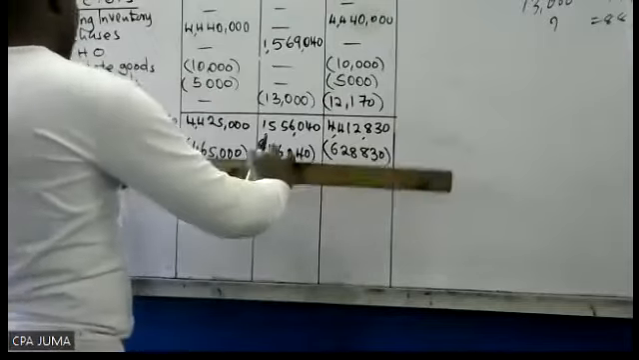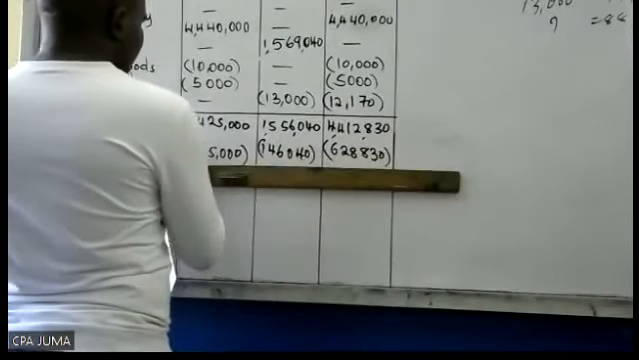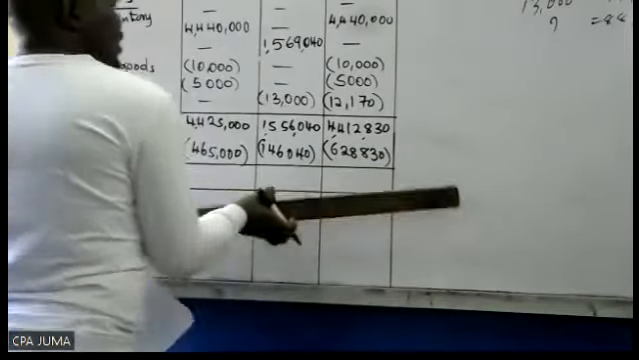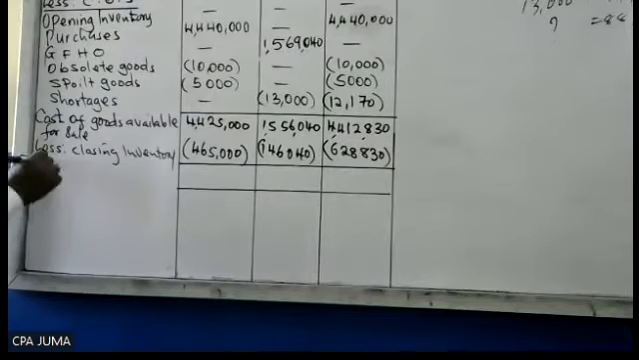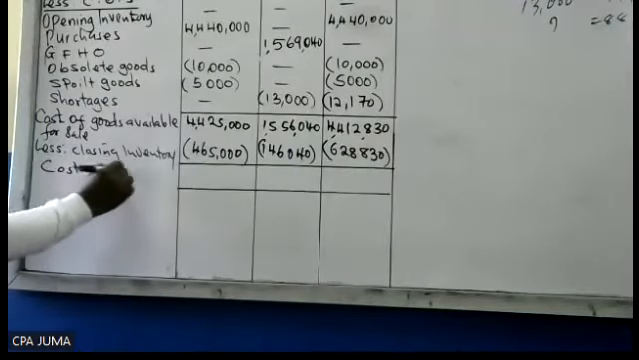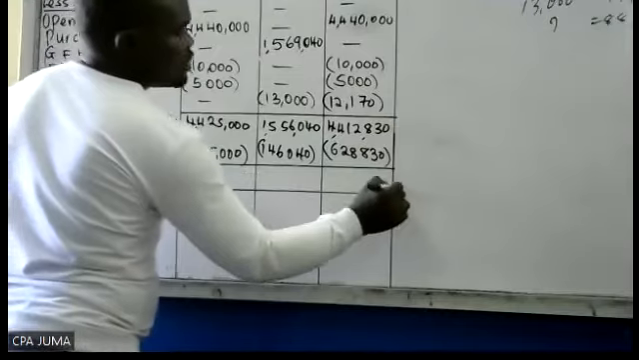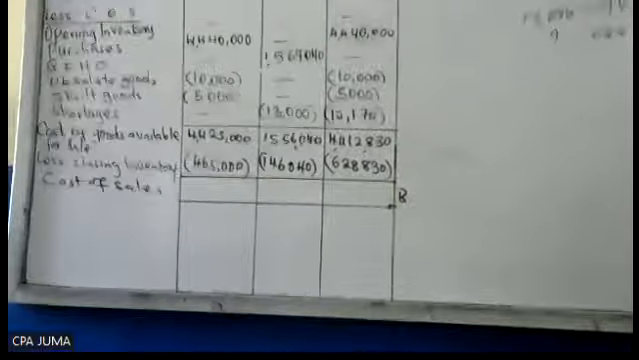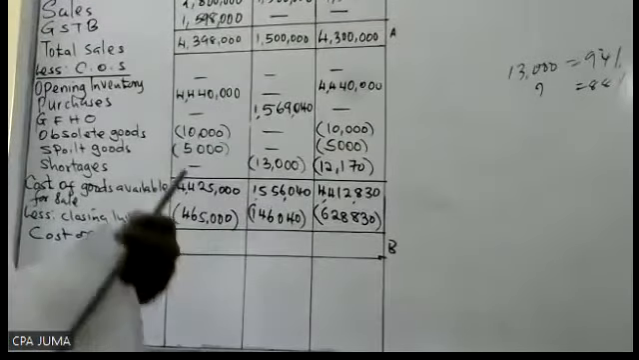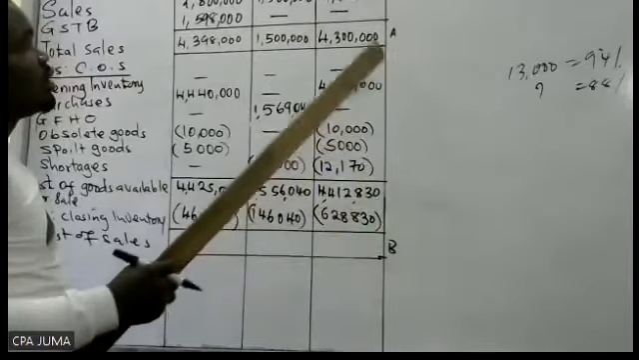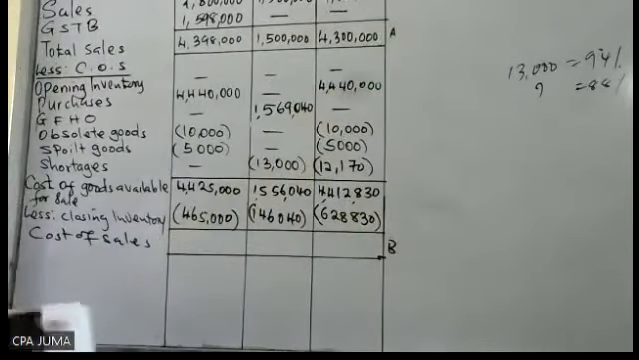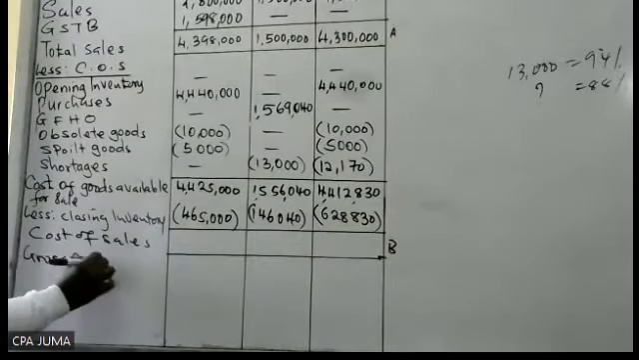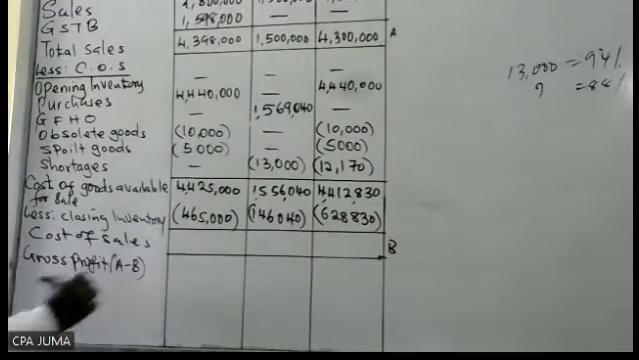So closing inventory here, you subtract, then you get cost of what? Cost of sales. So cost of sales, you will call it B. Once you get the B, you take A minus B to get the gross profit. So I want you to calculate for me up to the gross profit. So gross profit will be A minus B. Do for me that favor.